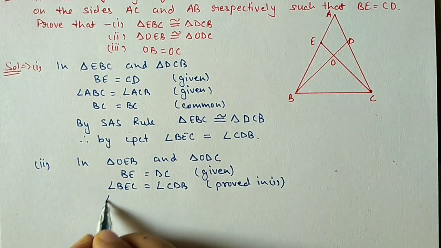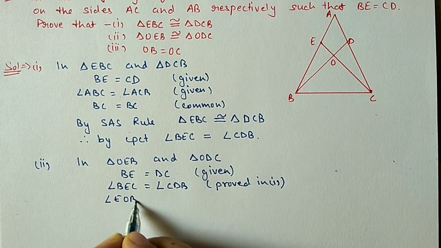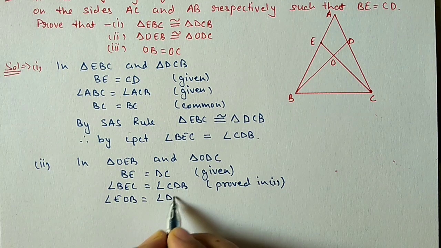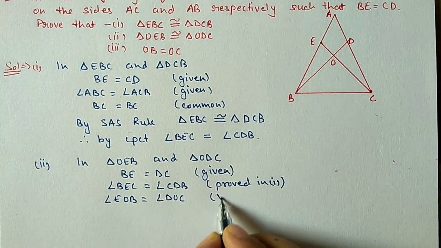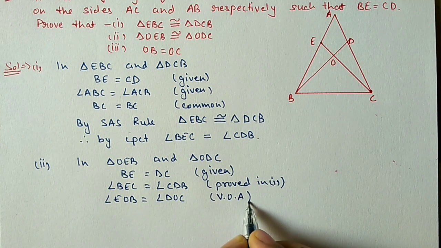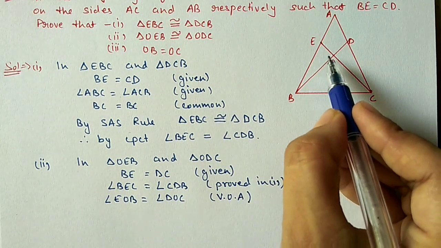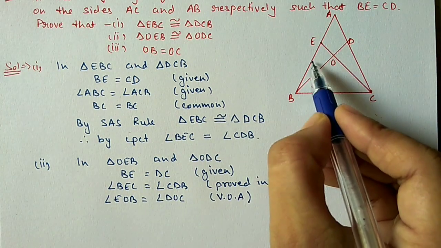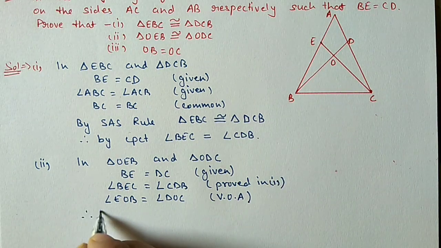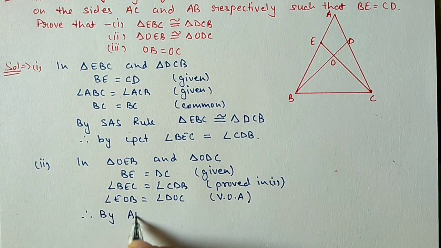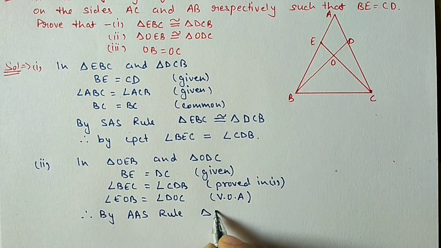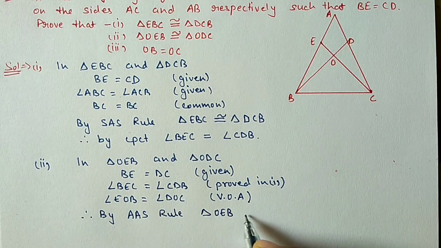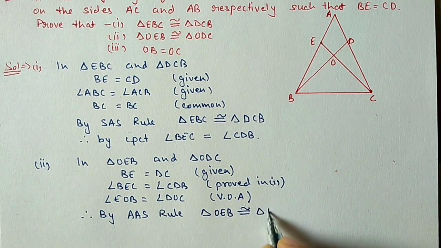Then third, we can take angle EOB is equal to angle DOC. This angle and this angle are equal. These are vertically opposite angles. So here we have taken this angle and this side. So therefore by angle side rule, triangle OEB is congruent to triangle ODC.